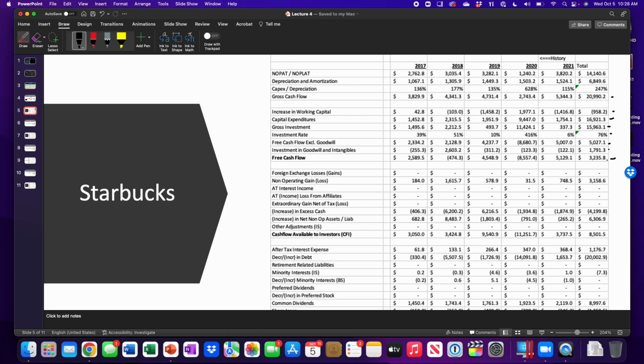They then put $4 billion into excess cash, as they increased their excess cash balance. So the net of that was about $5 billion. That was the increase in non-operating cash that led to the increase in the CFI from the free cash flow.